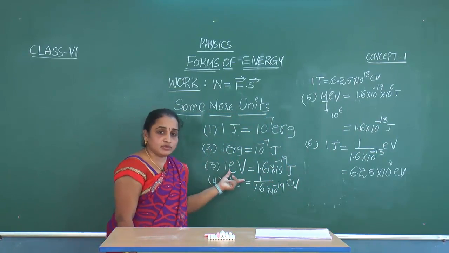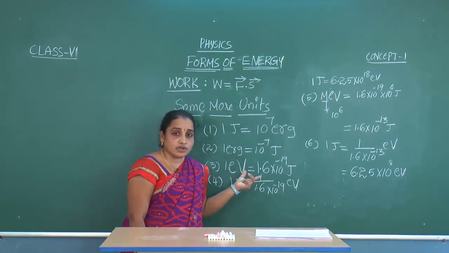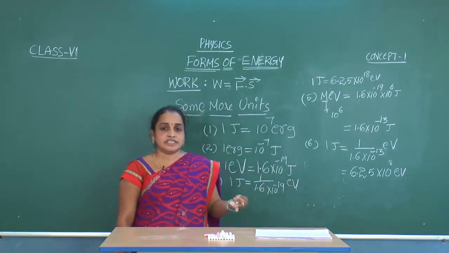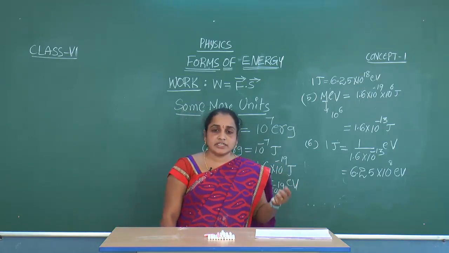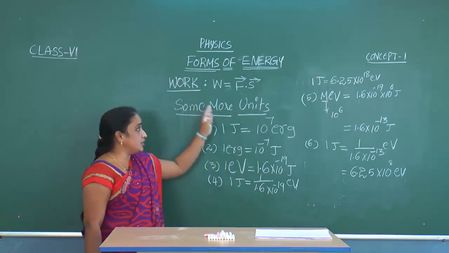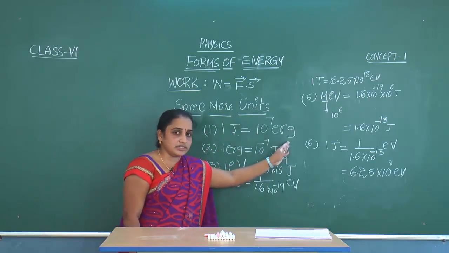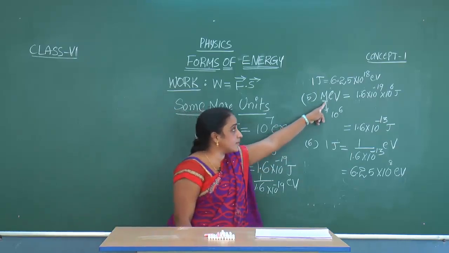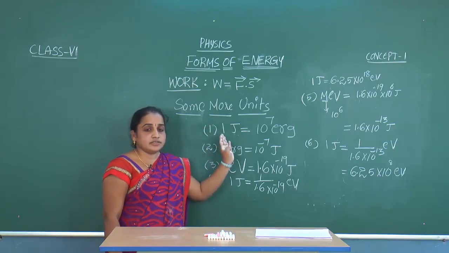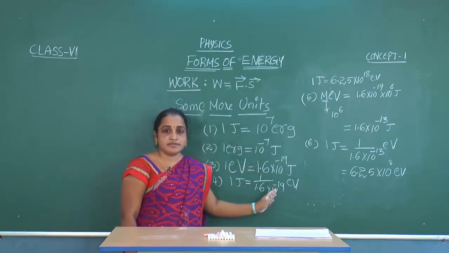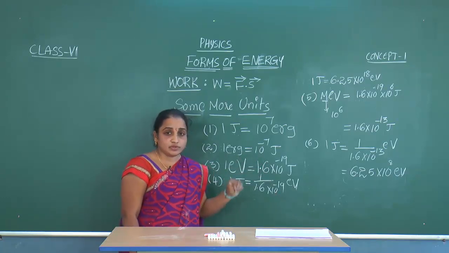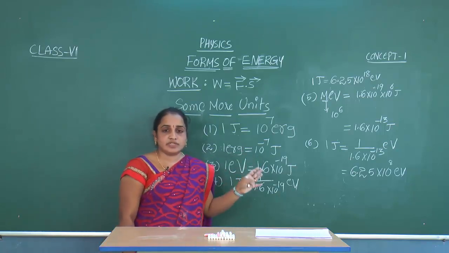So finally we came to know that the work done depends on factors: one is force, another is displacement, and another is the component of the force. We can measure the work done in the units of joule, erg, mega electron volt and electron volt. These are the units. So in the first concept of work done, we came to know the topics like positive work done, zero work done, and negative work done also.